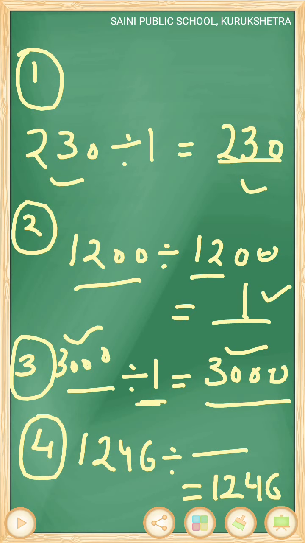Fourth, 1246 divided by dash is equal to 1246. Now this is again our first property. When we divide a number by 1, then the dividend and quotient are the same. In this way, by using properties of division, we can write the answer directly. We need not divide the dividend and divisor. Okay.